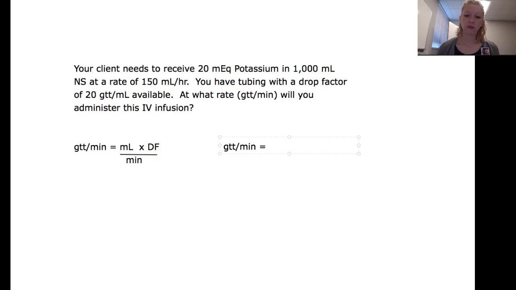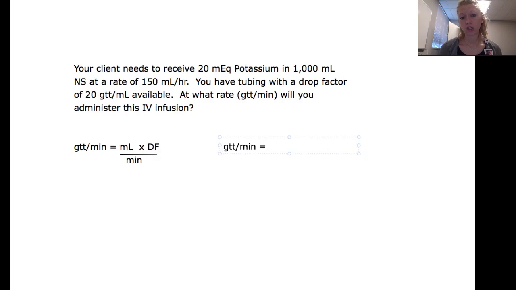So let's try to fill this in. How many total milliliters of solution am I going to be giving? At first glance, it really looks like 1,000 milliliters. In fact, that is the total amount of solution that I'm going to be giving. But do you know how long that's supposed to take? We don't. There's no association of that 1,000 milliliters to time. And in order to do the drops per minute equation, we have to have an element of time.